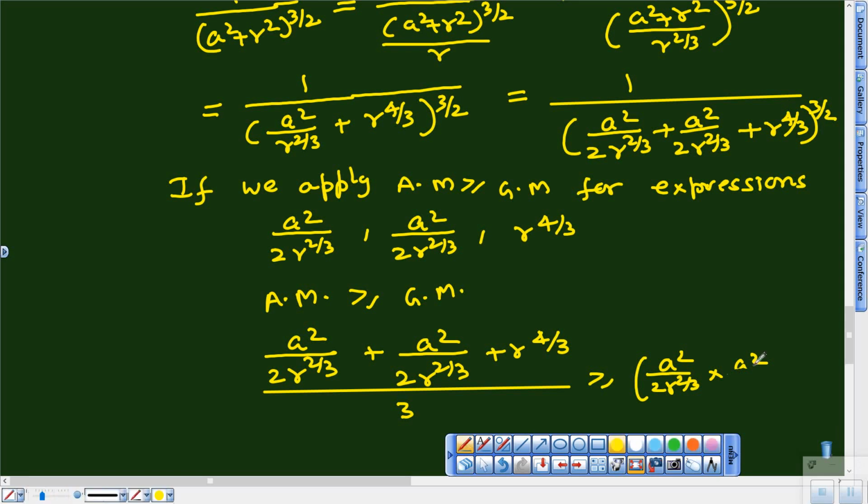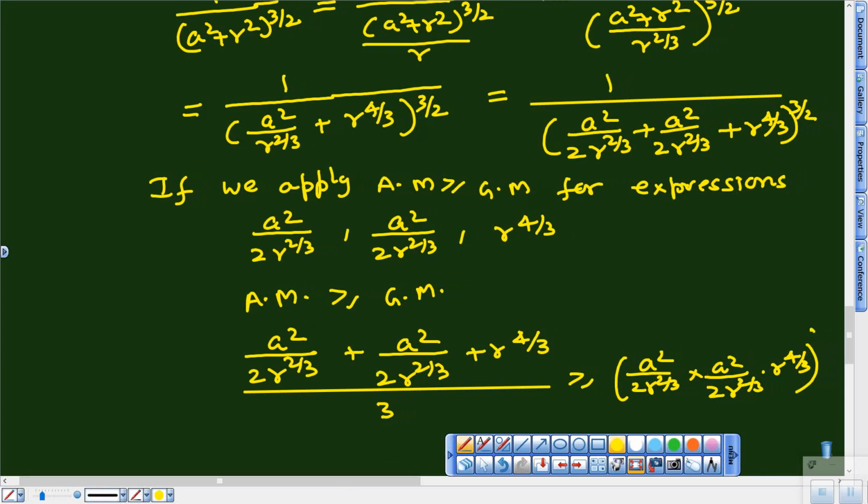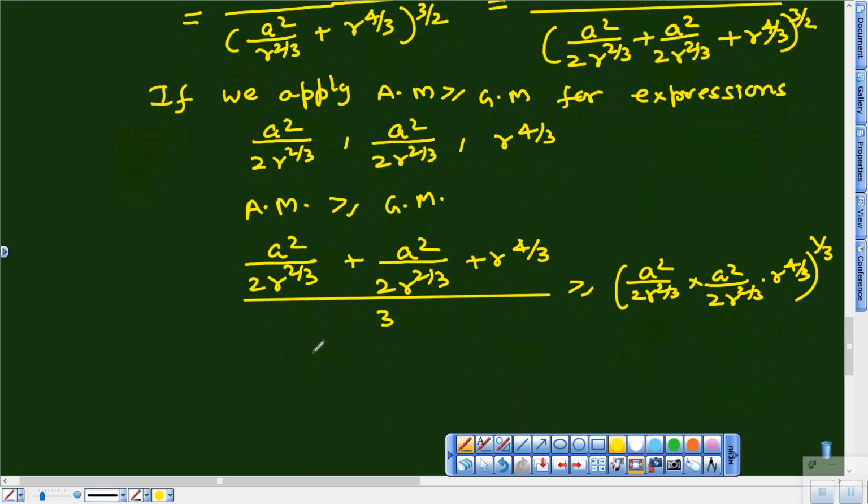Let me write it neatly. Here, into r raised to the power 4 by 3, raised to the power 1 by 3, because we are taking the geometric mean of three numbers, which renders, you can see over here, a square by r raised to the power 2 by 3 plus r raised to the power 4 by 3 is greater than or equal to 3 times of this.